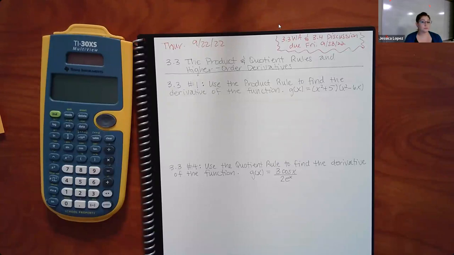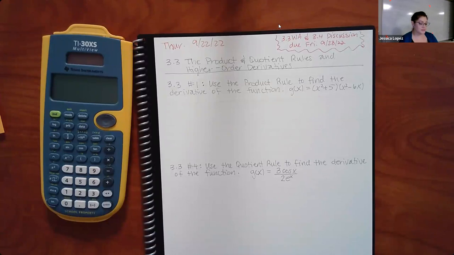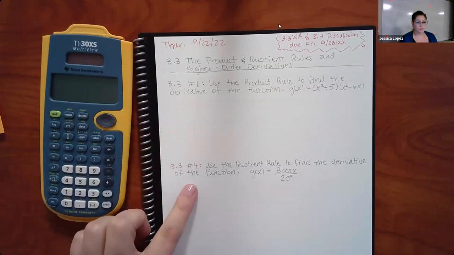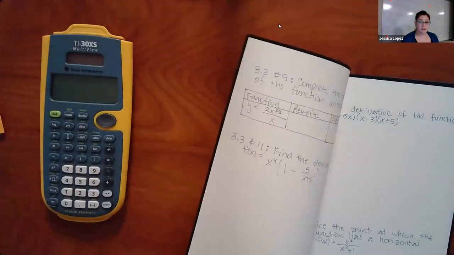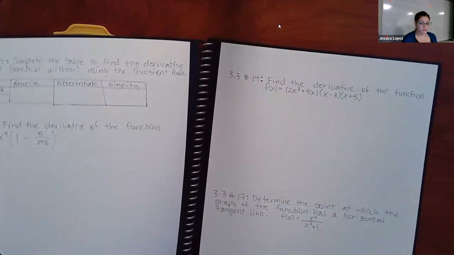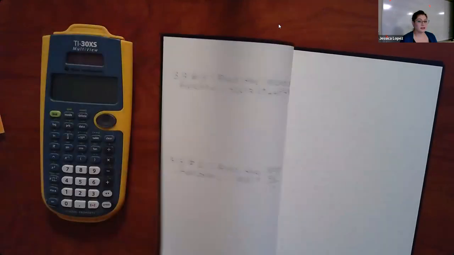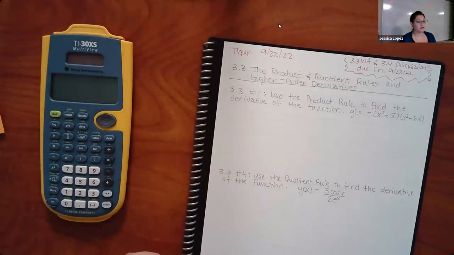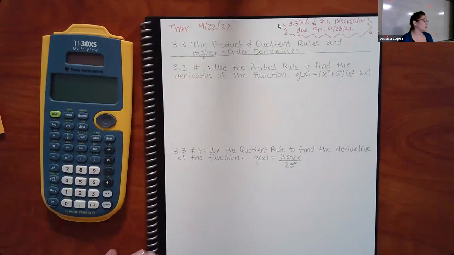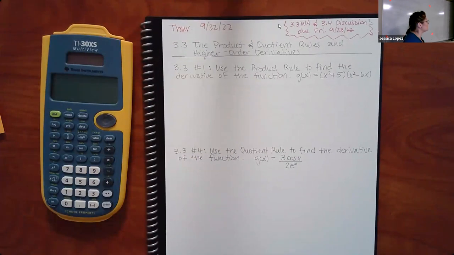So I do have a few examples. There are quite a bit. I picked out number 1, number 4. These are the ones from WebAssign. Number 9, number 11, 14, 17, 18, and 21. So we have a lot of them, but I felt like it was important to cover these because there's different things happening in each one of them, okay?